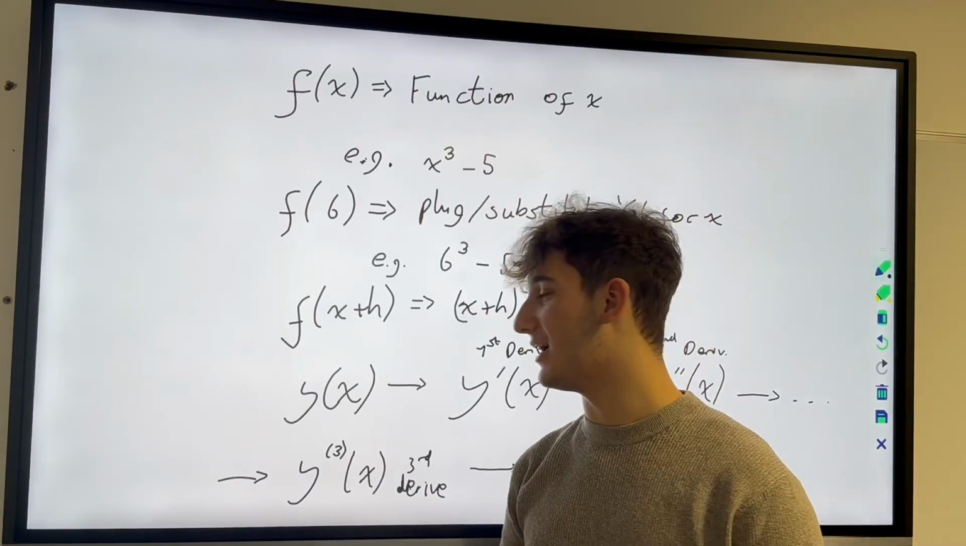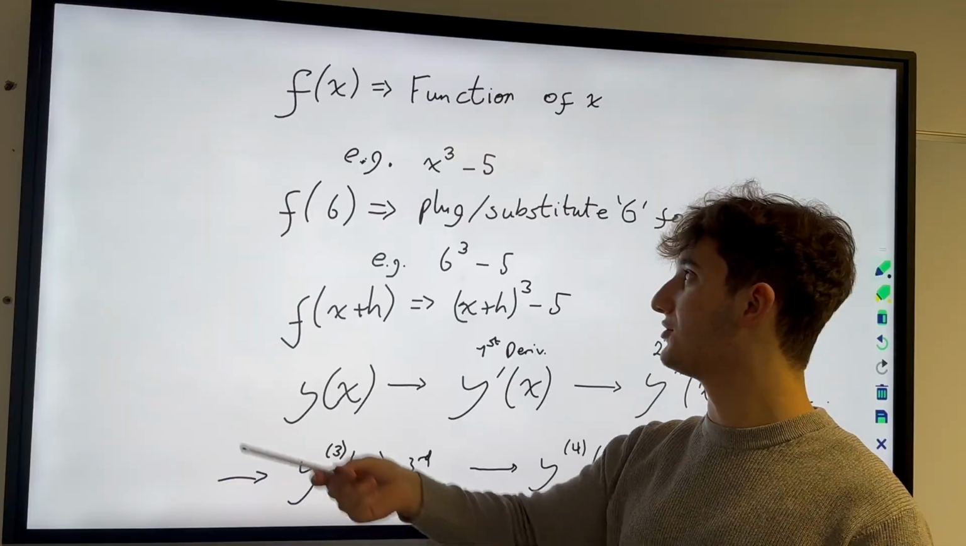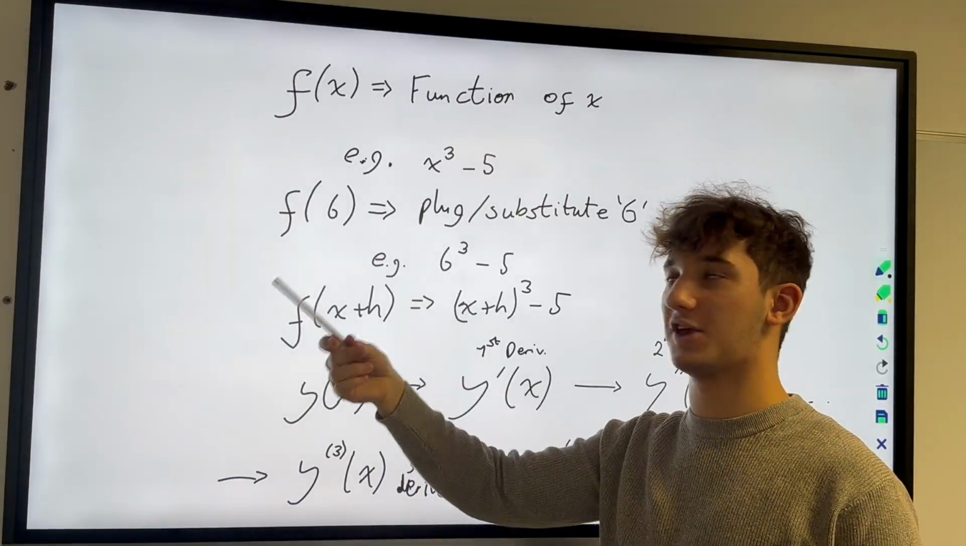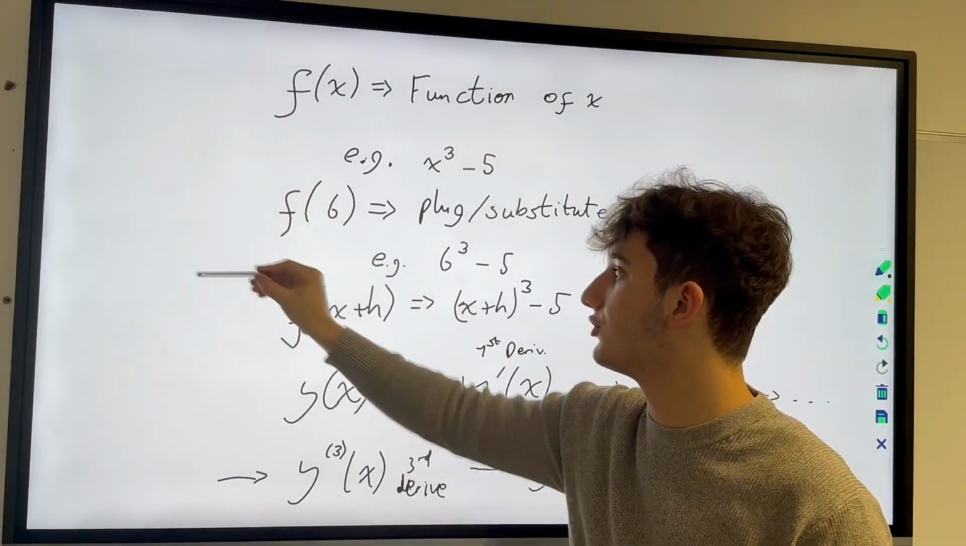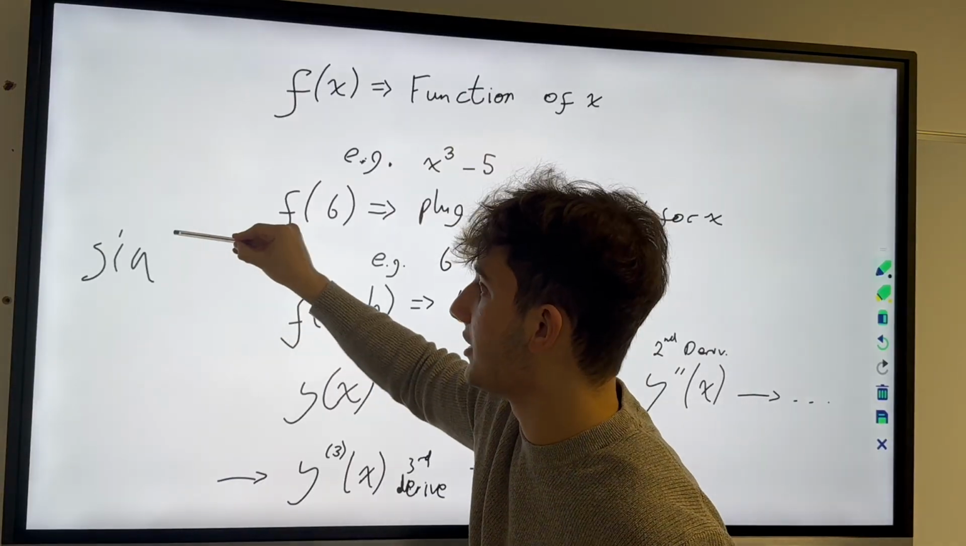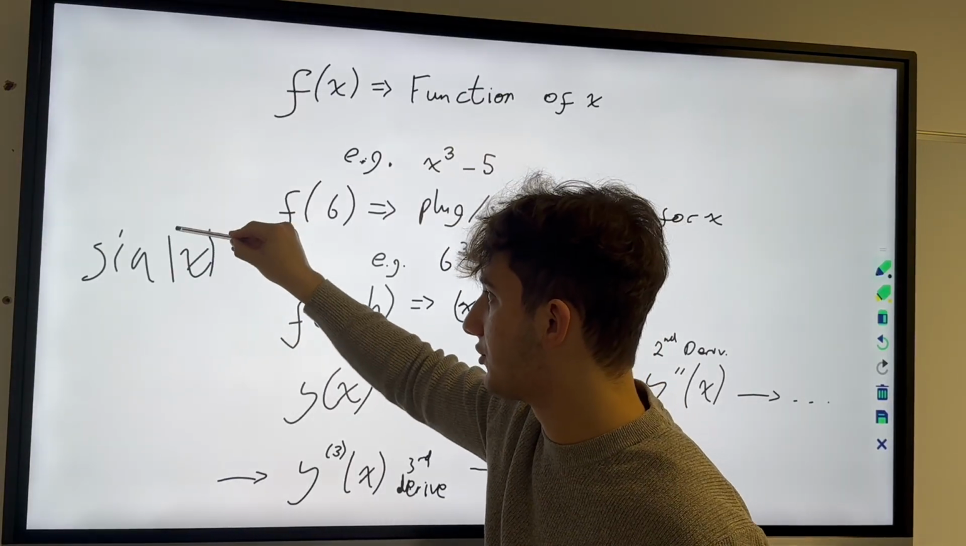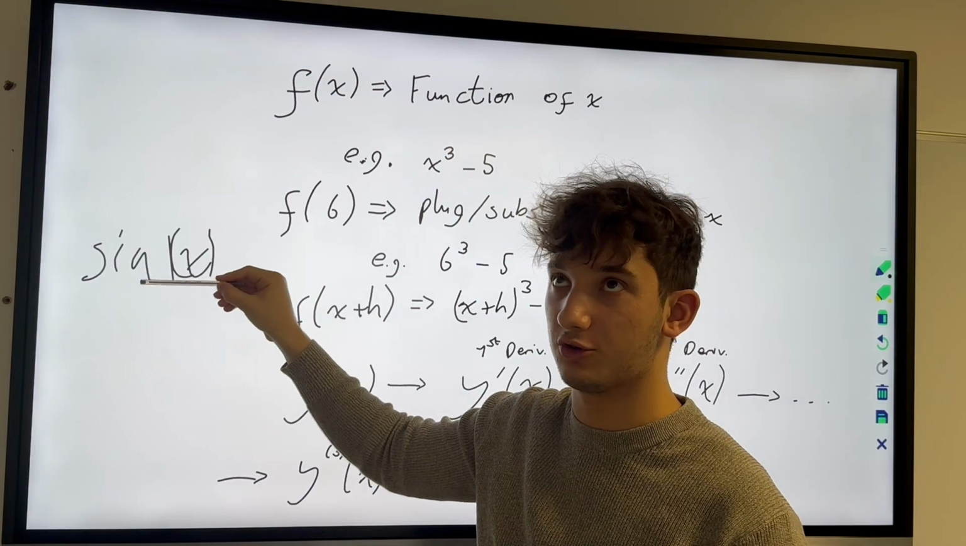You can also use g, h, it doesn't matter what you use for f. You can even use sine if you want. That's what sine of x means. It's just a function called sine.